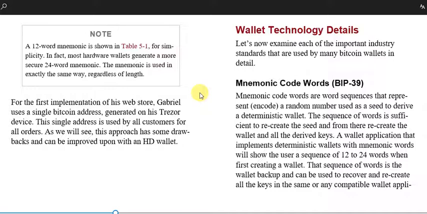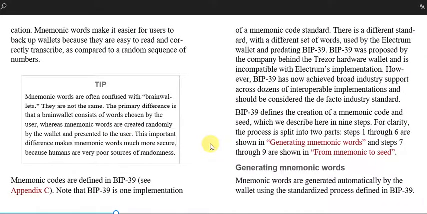That sequence of words is the wallet backup and can be used to recover and recreate all the keys in the same or any compatible wallet application. Mnemonic words make it easier for users to back up wallets because they are easy to read and correctly transcribe, as compared to a random sequence of numbers. Tip: mnemonic words are often confused with brain wallets. They are not the same.